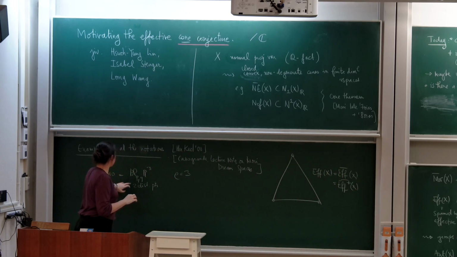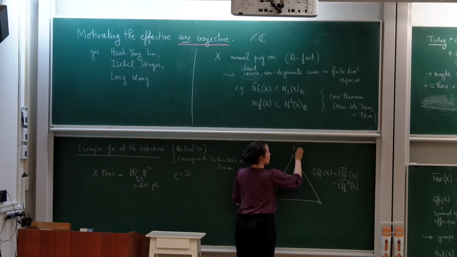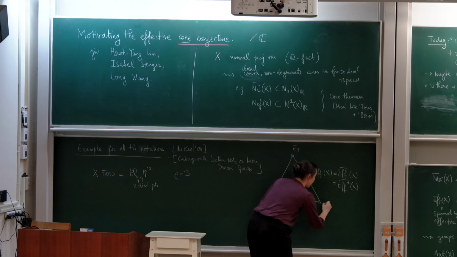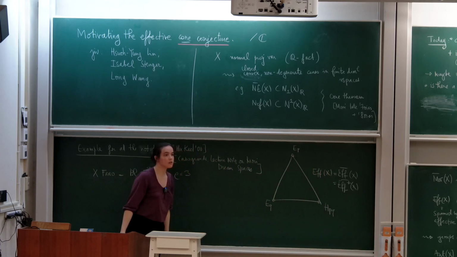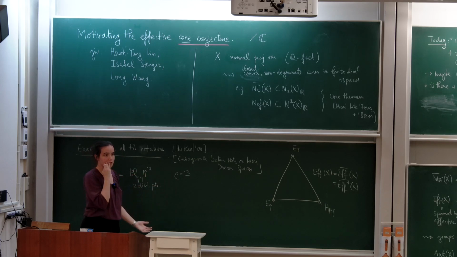So what do you put in the effective cone? Well, you're going to have the exceptional divisor above the point P, the one above the point Q, and the proper transform of a hyperplane passing through P and Q. Right? And it turns out that's all, so that's the effective cone.